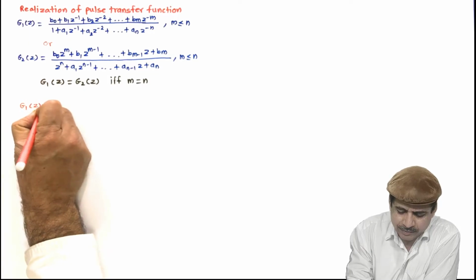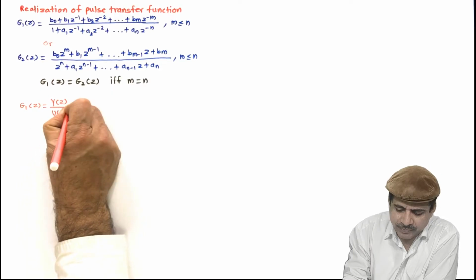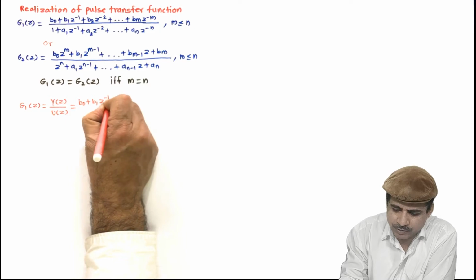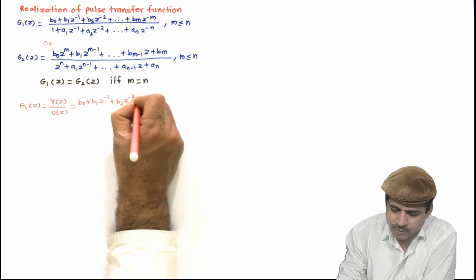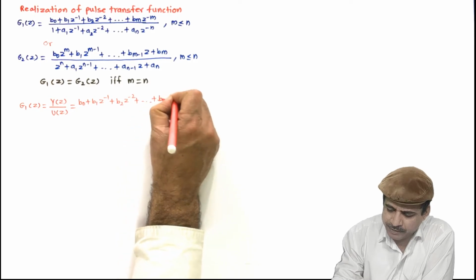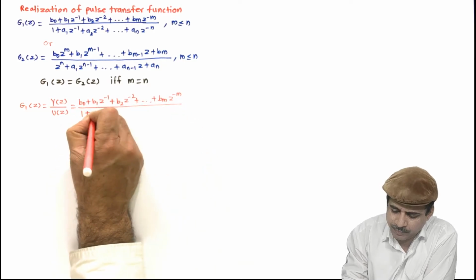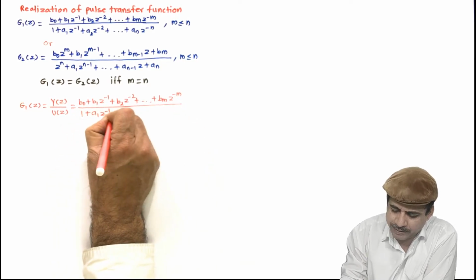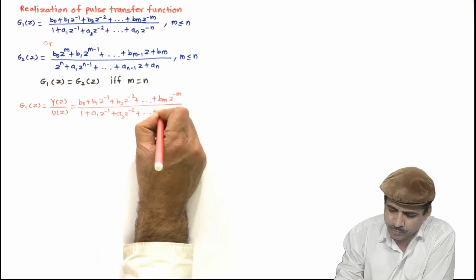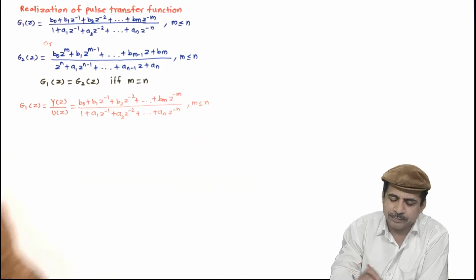G1 of z equal to say y of z by u of z, and that is equal to B0 plus B1 z raised to minus 1 plus B2 z raised to minus 2 so on up to plus Bm z raised to minus m upon 1 plus A1 z raised to minus 1 plus A2 z raised to minus 2 so on up to An z raised to minus n. M must be less than equal to n.